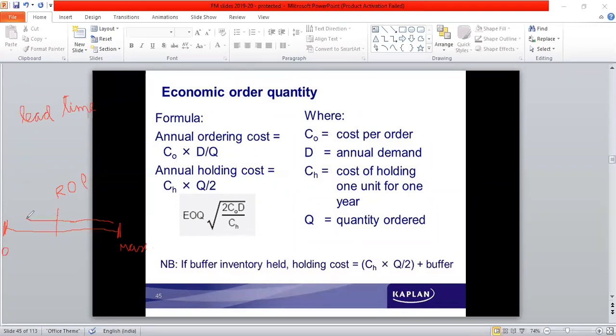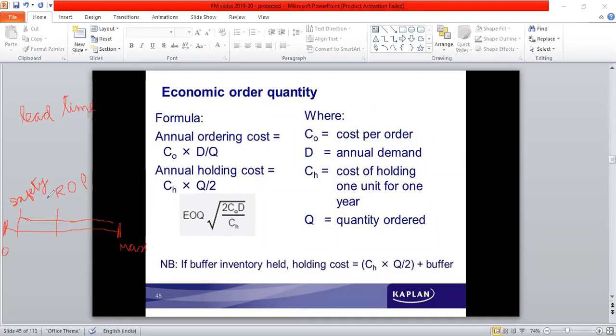Ideally speaking, every business maintains one safety stock. That is the worst scenario. In any situation, they ensure that the stock level doesn't go below that safety stock level. Ideally, by the time the new order of material is received, it should be at the safety stock level.